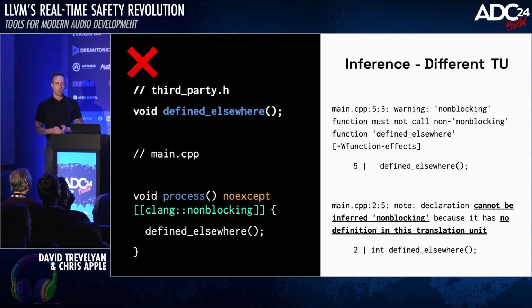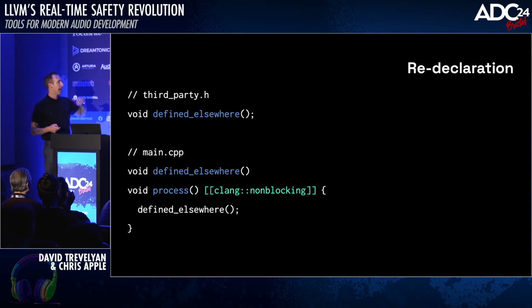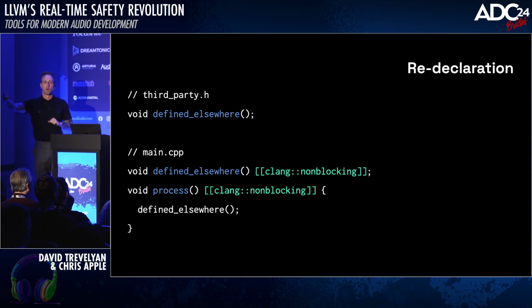All right, at this point, you might be wondering, how do I even use third-party libraries with the system? And the answer is redeclaration. So we have third-party.h here, and we've redeclared defined elsewhere in our main.cpp where we're using it. And crucially, we have redeclared it and marked it as non-blocking, which is allowed. We can always move to a stricter constraint here. So in this example, we compile without warnings and everybody is happy.